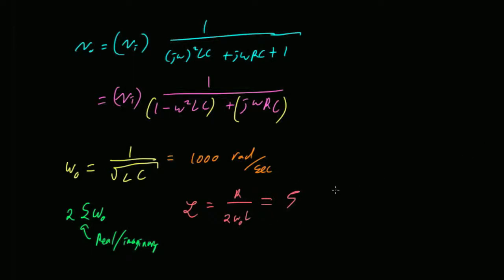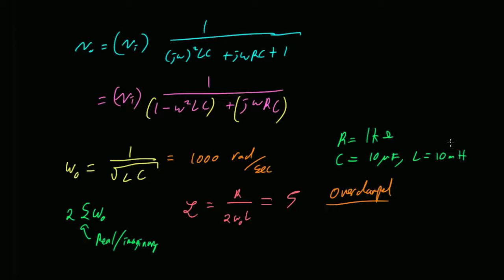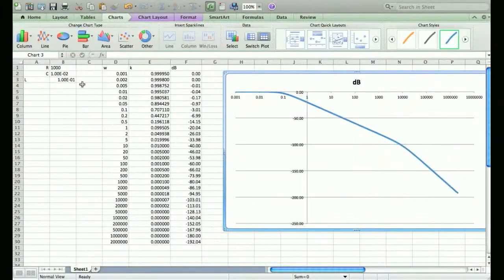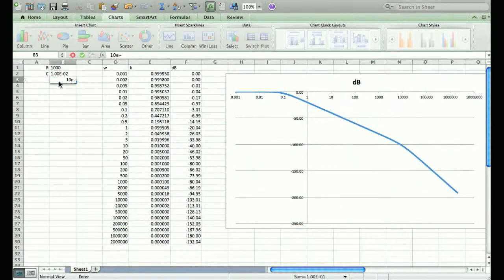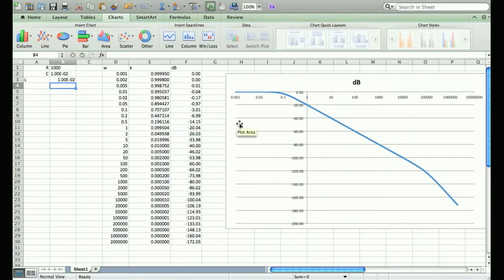Overdamped, yes. Okay, so with the values that we used in this expression here, which was R equal to 1 kilo ohm, C equal to 10 microfarads, and L equal to 10 millihenries, you get an overdamped circuit. Okay. So if you recall the characteristic equation for overdamped, I'm going to erase all this stuff over here, if that's okay.